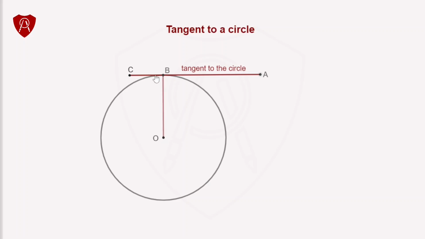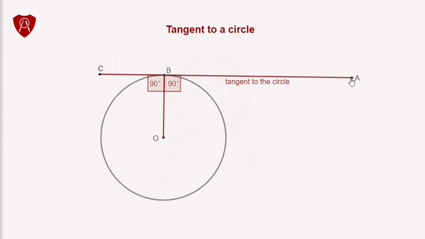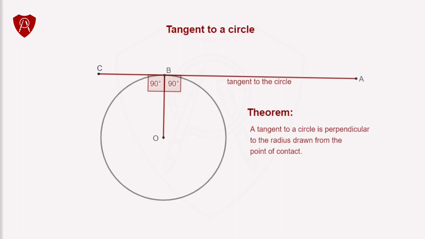Let us now draw a radius, starting at the point of contact. The radius and the tangent intersect at right angles, always. This is true no matter which side of the tangent you look at. Theorem: a tangent to a circle is perpendicular to the radius drawn from the point of contact.